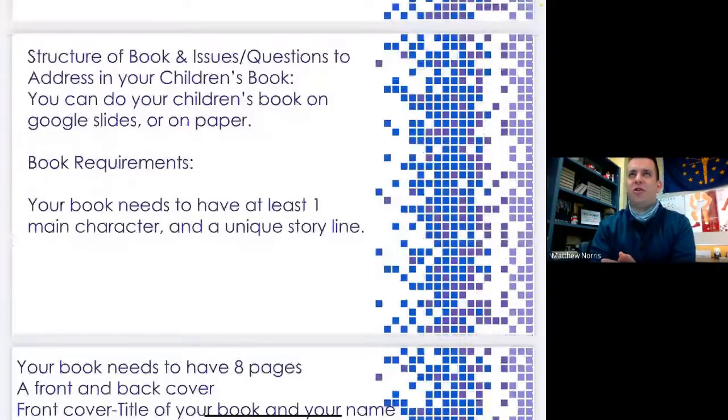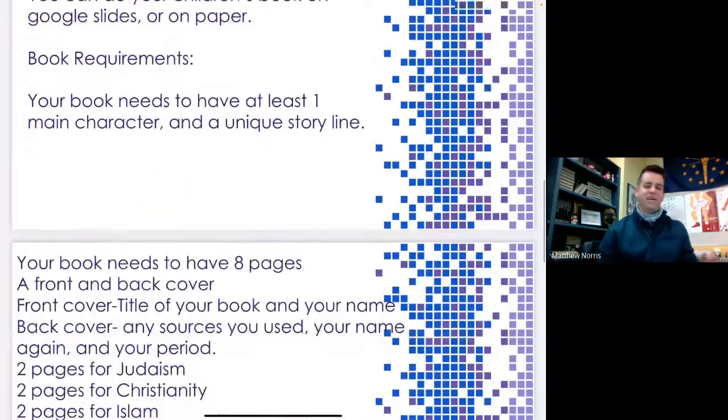The main thing that you're going to do here is have a book which has a main character, which we'll show examples of in a second, and a unique storyline. The way in which the book is presented, you can make a paper book, and if you want me to show you how to make a paper book, I can show you how to do that. We used to all make paper books, but we've lessened that requirement. You can do a Google Slides for this project. Your book needs to have 8 pages or 8 slides of information.